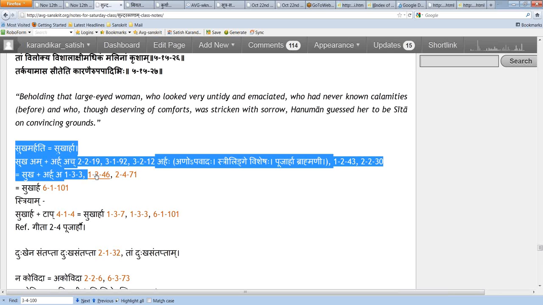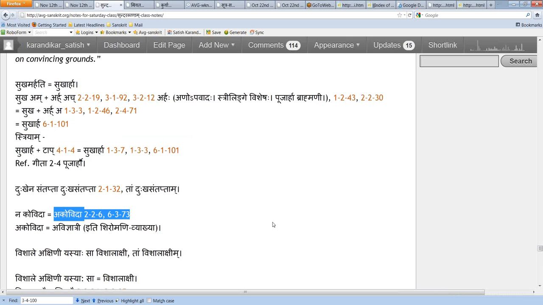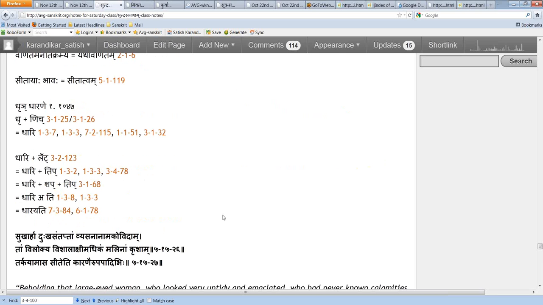All this is in the Wednesday class recordings, so if you want you can go into more detail there. Dukkhena santapta, dukkha santapta is a simple trutiya samasaha, one who was afflicted with grief. Tam dukkha santaptam. Then na kovida, akovida, also a straightforward compound. Nan tatpurushaha. Nan means that it's a negation. And then na lopo nanyaha, the beginning akara of nan takes lopaha. It's also in the Wednesday class in great detail. So akovida. The commentary is avijnatri, one who does not know, one who is not familiar with these vyasananam, these afflictions, difficulties, hardships, who is not accustomed to hardships.